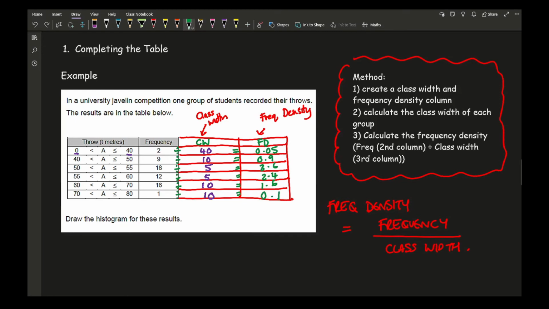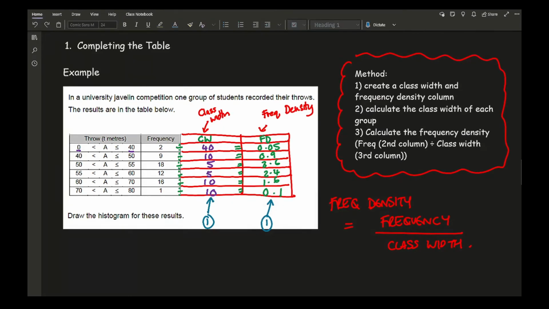Now, in terms of representing this in an exam, calculating this column would get you 1 mark and calculating this column would also get you a mark. So it is definitely worthwhile to make sure that you are creating these 2 columns, not just doing your class width in your head, and make sure you are writing it down, because if you do make a mistake, think of when was the last time you didn't make a mistake. And obviously this is one of the early stages of working with a histogram, so it's really important you do this correctly.